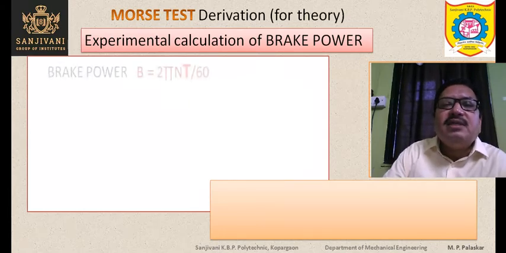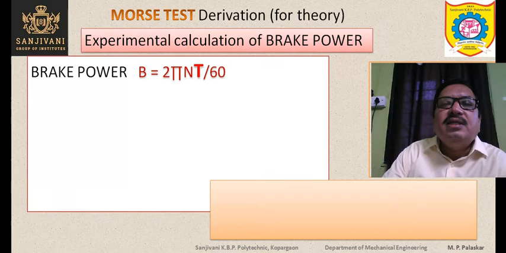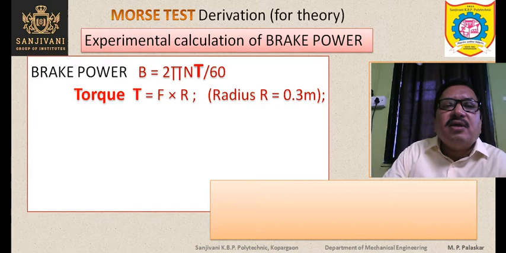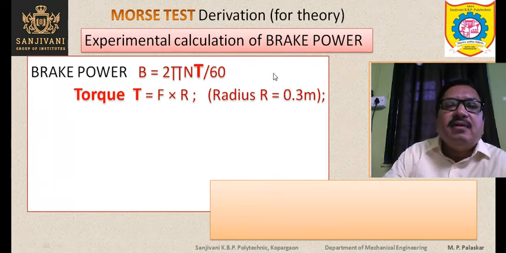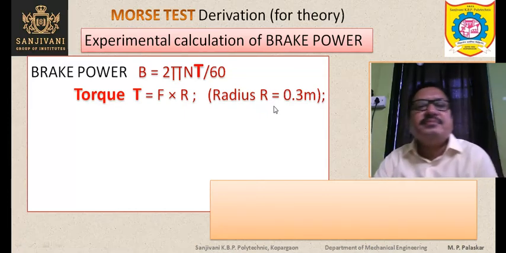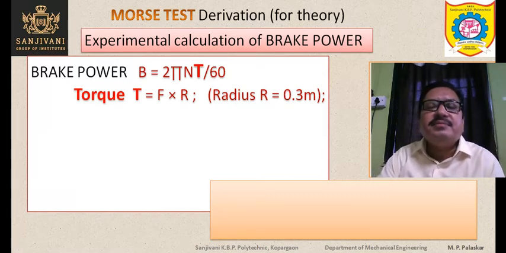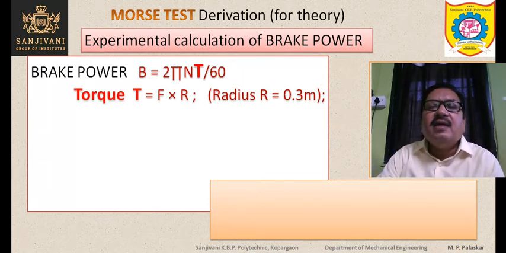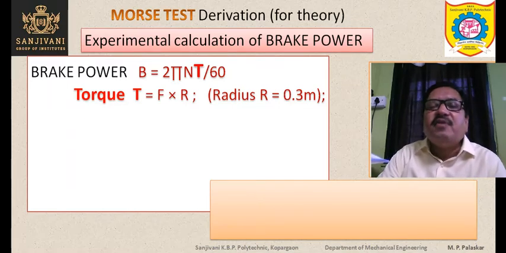Now the calculations are like this. The brake power is equal to 2 pi NT upon 60. T is nothing but the torque, and that is given by force into radius, F into R. The radius of the hydraulic dynamometer which is present in our lab is 0.3 meter. So radius R is nothing but the distance between the line of action of the force F from the center or from the axis of rotation.